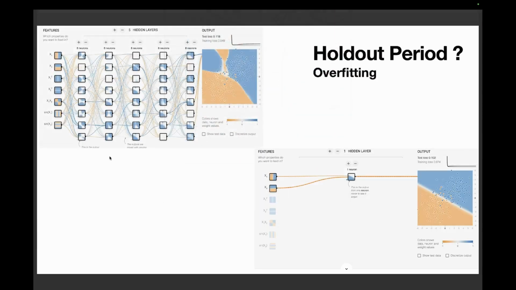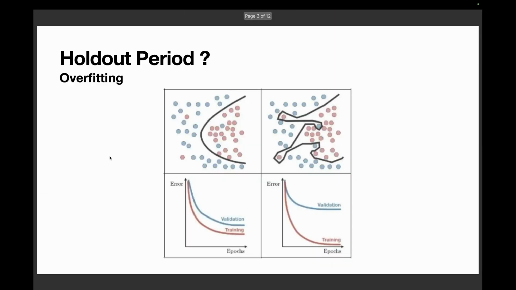One of the reasons we usually have a holdout period is overfitting. Here is an academic example from AI, but I think it's relatively easy to put in context. Let's say you have a green dot and a blue dot. Green dot means you should hedge, the market's not going well, and blue dot means you should be in the market. What you want to do with a strategy is trace that frontier where you're able to separate those two.